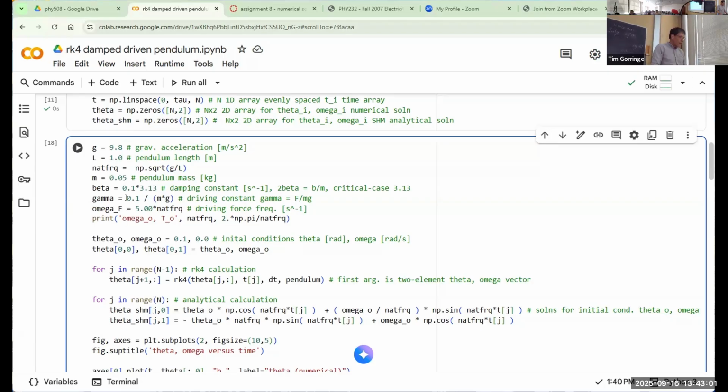So now we've got a driving force, and I've got a frequency for that driving force. Look at the way I'm defining the frequency. Like I did with the damping constant, I'm defining the driving frequency in units of the natural frequency. So I'm going to use a driving frequency that is 5 times the natural frequency, so a period that is 1/5 of the natural period. That would be quite far away from resonance, right? Because the driving frequency is 5 times the natural frequency.